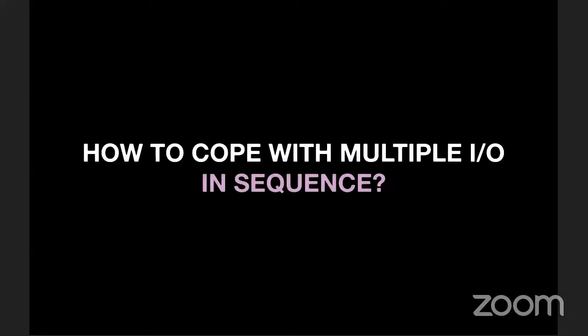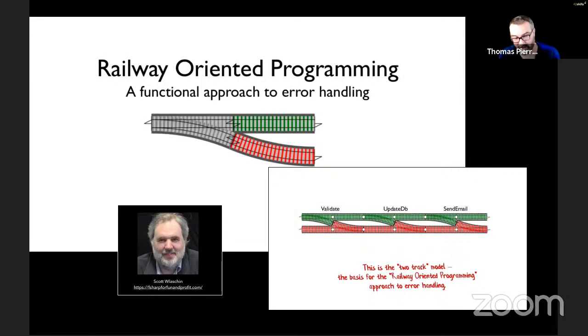How to cope with multiple steps? In some other cases, you have to have a kind of pipeline. Yeah. So Scott Wlaschin of the functional programming model, we call it ROP, railway oriented programming, because he defined two tracks: a green track where every function is going forward correctly, validate, update DB, send email, and the error track where we chain all the error functions. So this model is really aligned with functional programming. So happy path is green, and when something is messed up, you stop working and you go to the error track. It reminds me of a train.